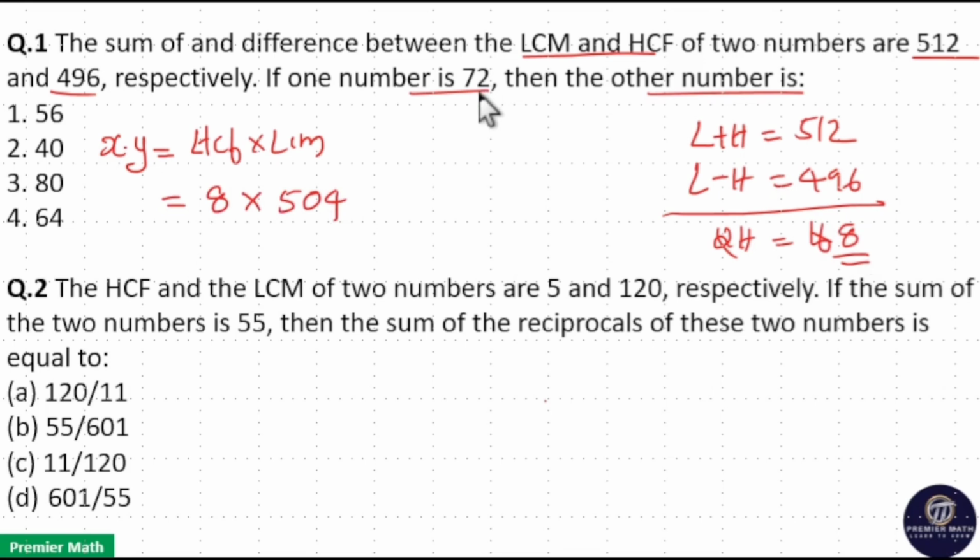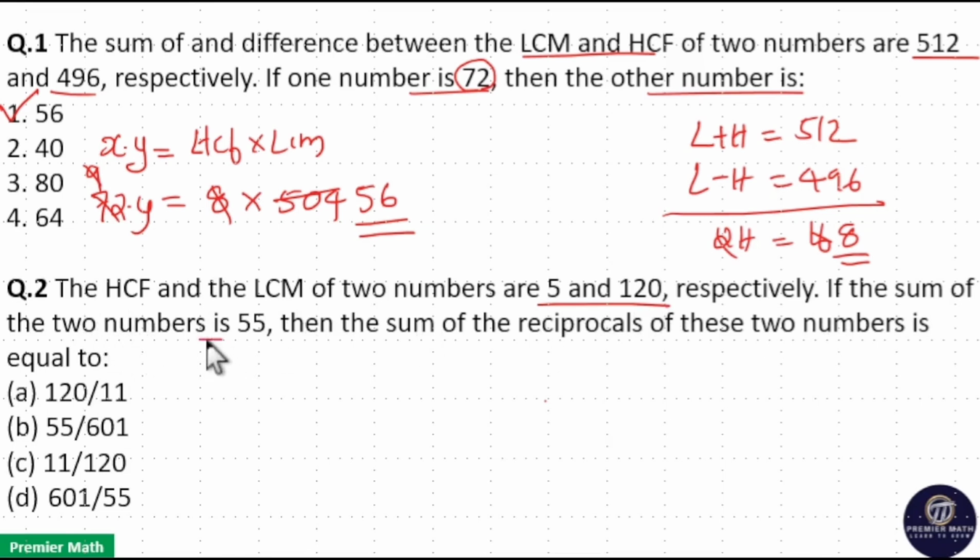Now the product of these is equal to the product of these two numbers. One number is 72, so 72 into Y. 8 goes 9 times in 72. 9 goes 5 times in 45, remaining 5, 9 goes 6 times in 54. So option 1 is your answer. The other number is 56.